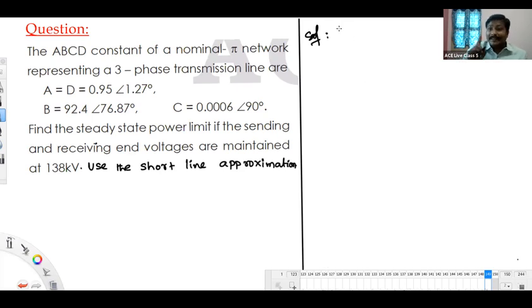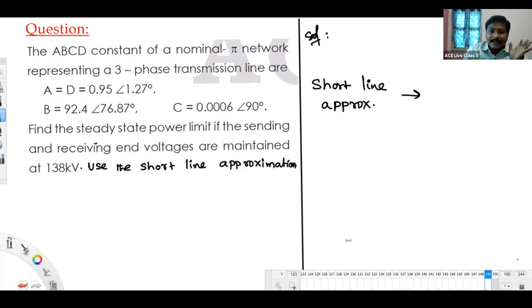Please listen kindly to what I am saying. What do you mean by short line approximation? Anybody? That is simply neglecting the effect of the shunt admittance.